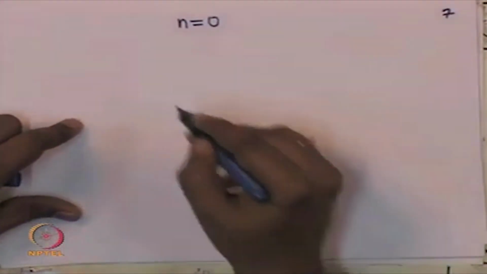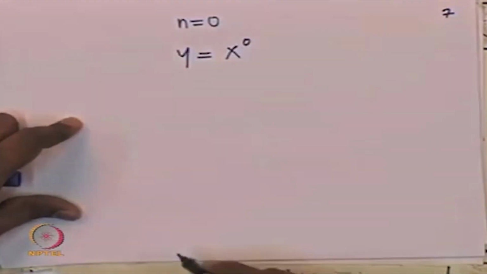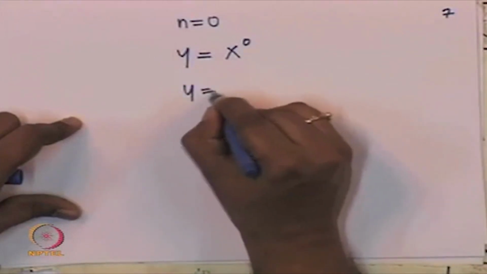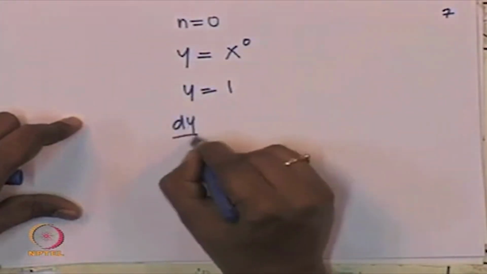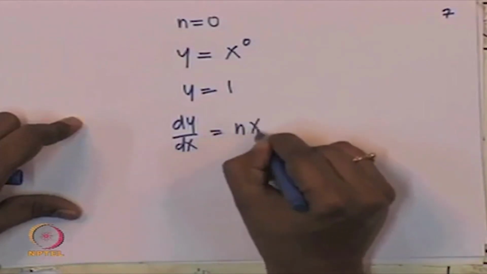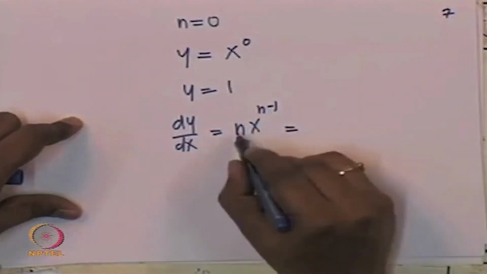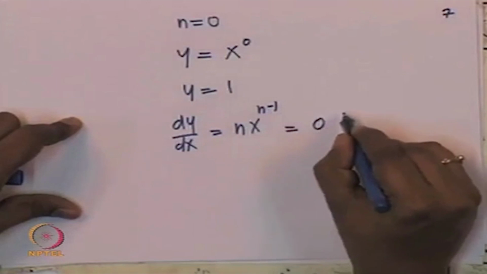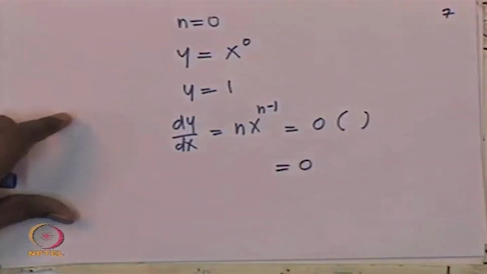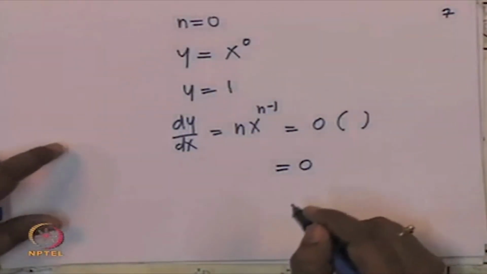What does n equal to 0 mean? n equal to 0 means y is x power 0. x power 0 is 1. So, when y equals 1, what is dy by dx? This is n x power n minus 1. Here n is 0, so 0 times x power n minus 1. 0 times anything is 0. So, the answer is 0. So, the derivative of 1 is 0.